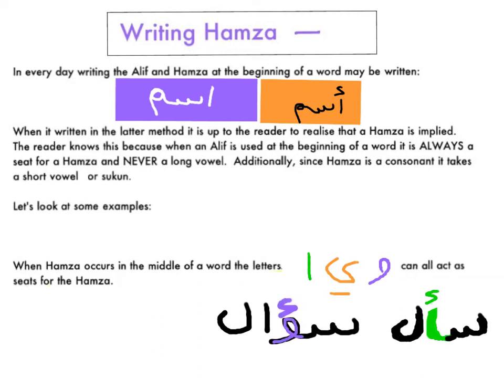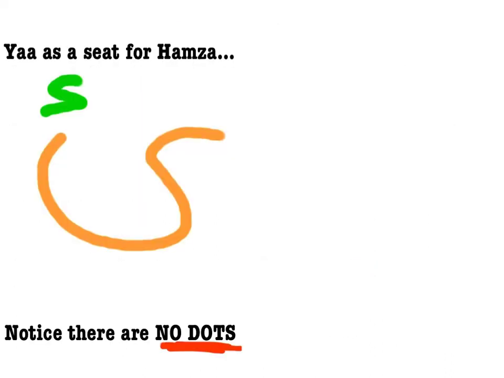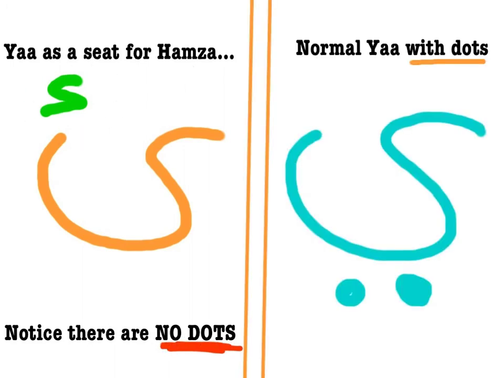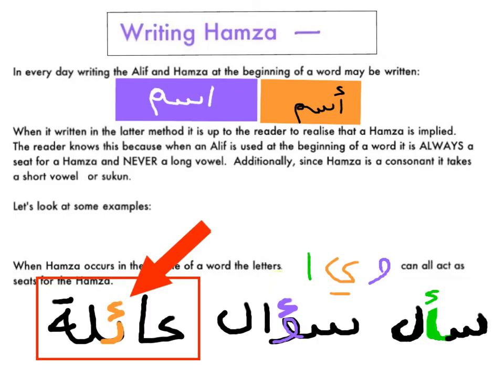And the next word is a'ila. And as you see, Hamza is written on top of ya in the middle of the word. Note that when ya serves as a seat for Hamza, it has no dots. Compare it to here, a normal ya, which has two dots. Notice that in the word a'ila, the ya, which serves as a seat for Hamza, doesn't have any dots.